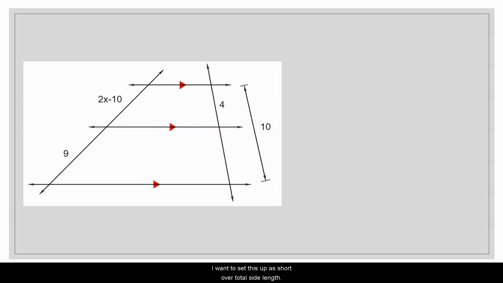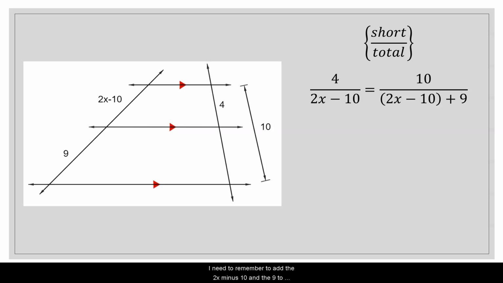Let's look at one last example. I want to set this up as short over total side length. When filling my values, I need to remember to add the 2x minus 10 and the 9 to get the total side length. I want to reduce my fraction on the left, since 2 goes into both the top and the bottom evenly, and on the right I will simplify the denominator.